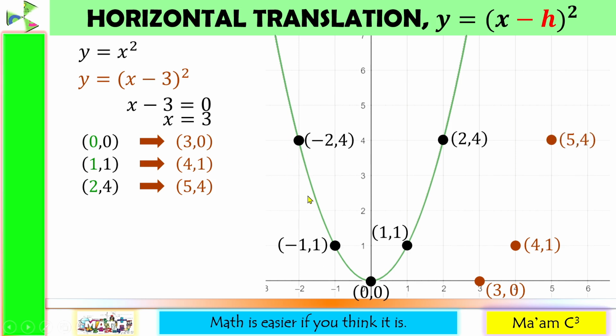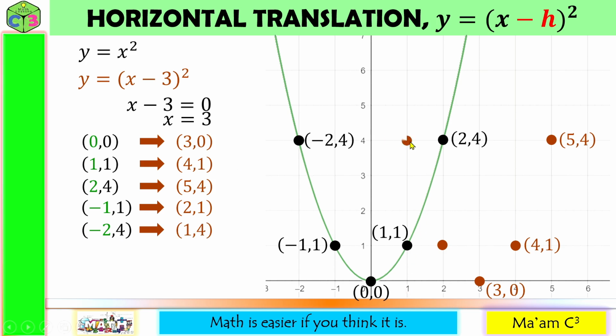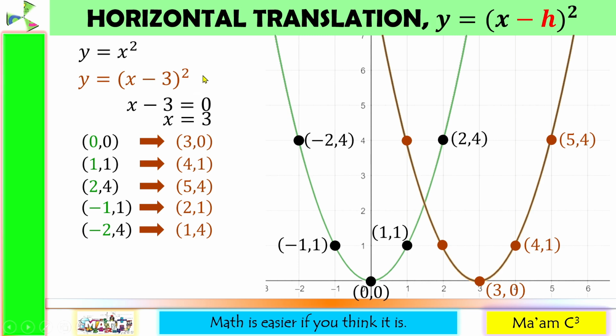We have remaining points here. Let us use them. Negative 1 plus 3 is 2. So the graph will pass through (2, 1). This is 2. Here is 1. And the last point, we have (negative 2, 4). Negative 2 plus 3 is positive 1. So the new graph will pass through (1, 4). Let us plot that. Let us connect the dots. Here is the graph of y equals (x minus 3) squared.